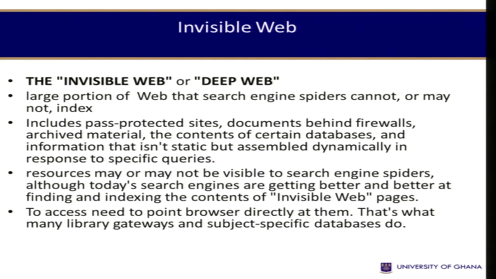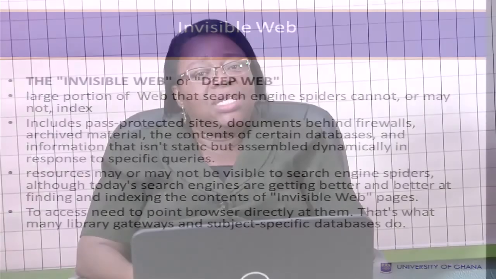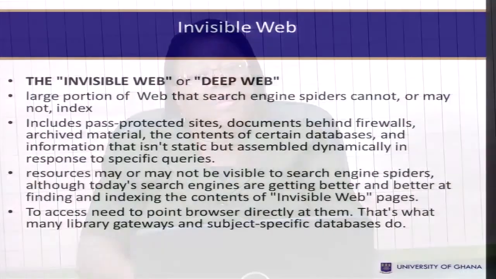Then we have what we call the invisible web. What is the invisible web? It's that portion of the web that the search engine cannot access. It's because, you remember, search engines use spiders, and these sites have password-protected pages, or there are documents behind firewalls, and you need to actually log in before you are able to access information from what we call the invisible web or the deep web.